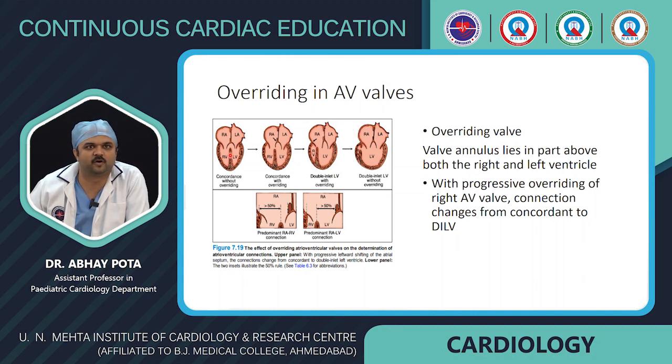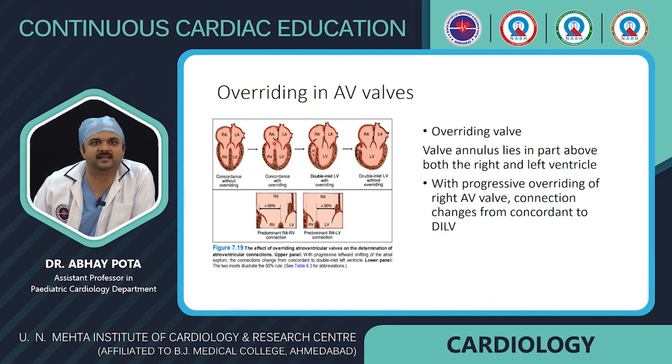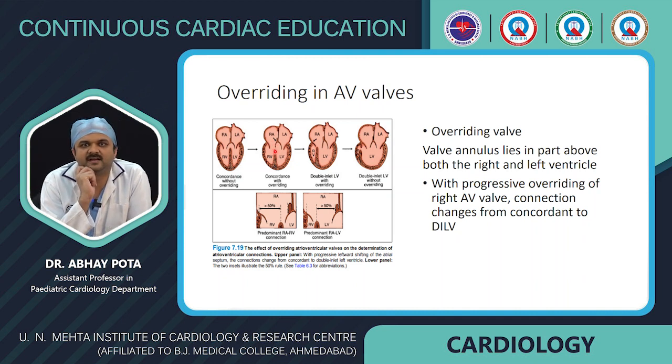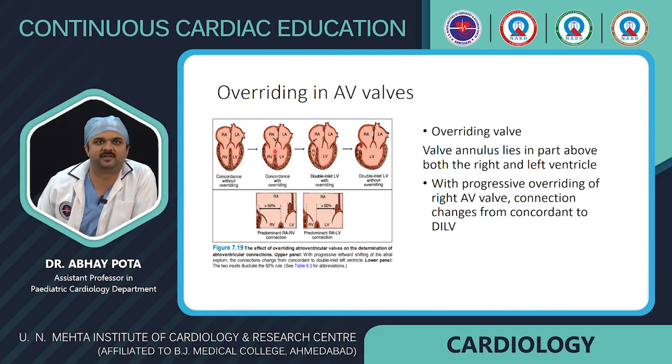So this is normal. RA connected via right AV valve annulus to RV, LA connected to LV via left AV valve annulus. Now there is overriding in this case. What is overriding? Overriding is basically that the annulus is overriding above this interventricular septum. This is interventricular septum. As we can see, this valve is overriding. Next, there is even more overriding, and now it has totally committed to LV.